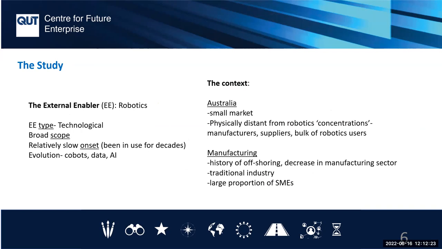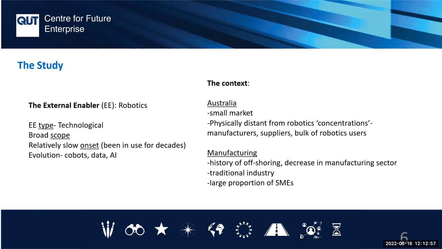The external enabler is robotics, and if we go through those means of characterizing them, the type is technological, it's broad scope because robotics is impacting many, many kinds of businesses, and not just manufacturing. Relatively slow onset, robotics has been around for decades. But we notice that there's evolution, and we included evolution in the most recent publication. And we see that happening. It has an impact on how companies are engaging with robotics.